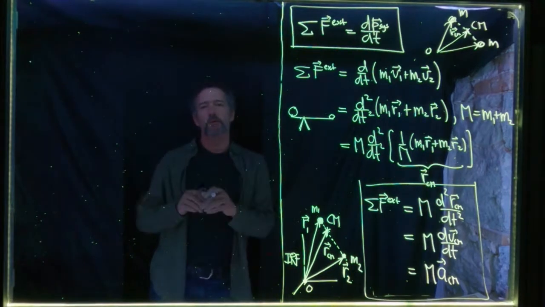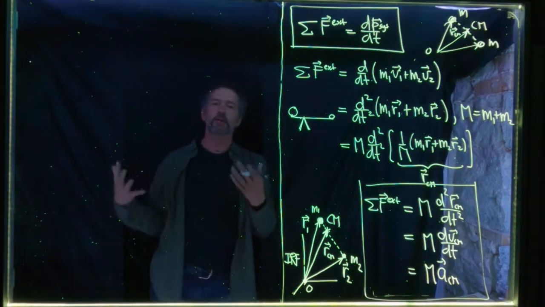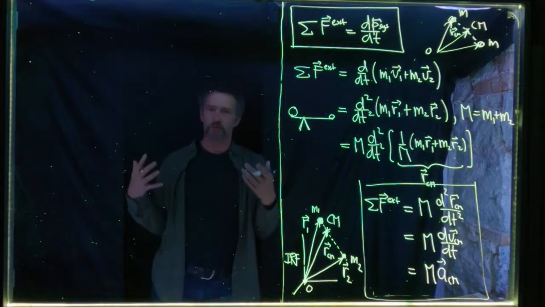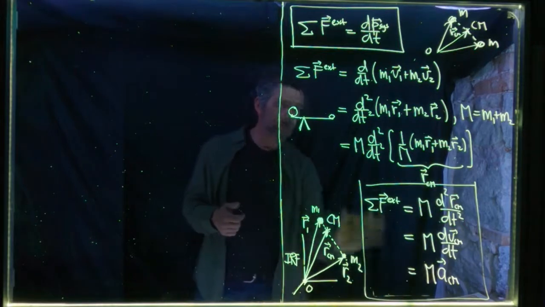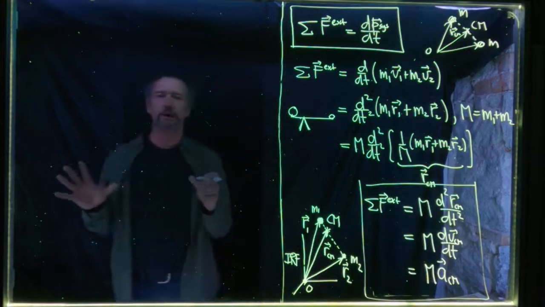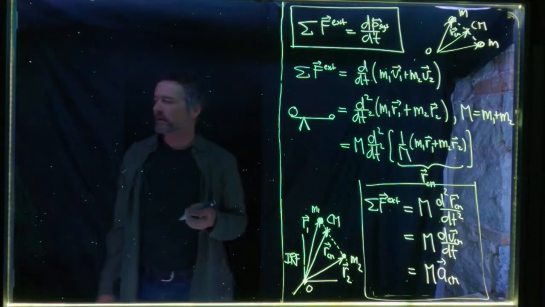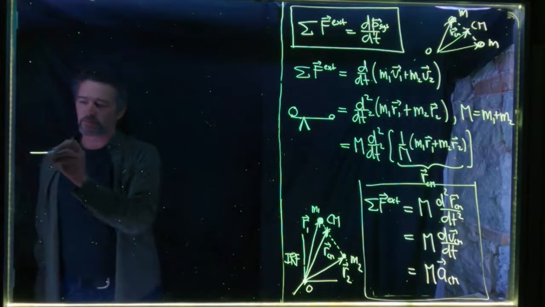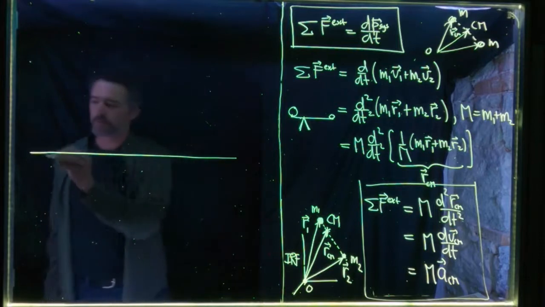Okay, so I want to give you one more example, just a qualitative example, to help make sure you have a deep understanding of this really important result. And that's the example of an exploding projectile. So the picture is something like this. We've got the surface of the Earth here.